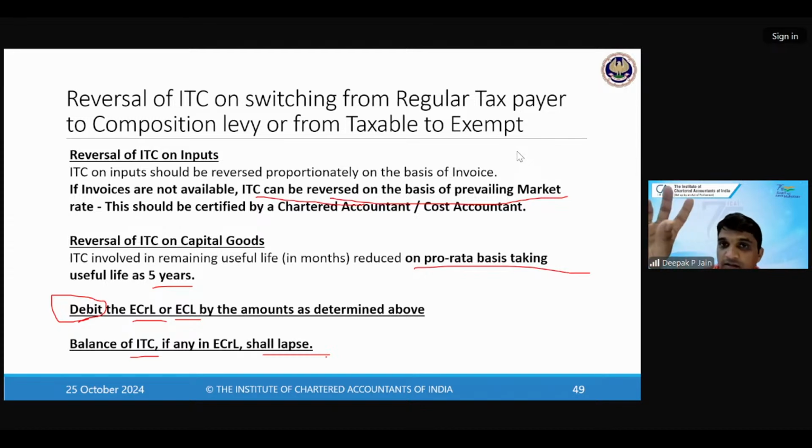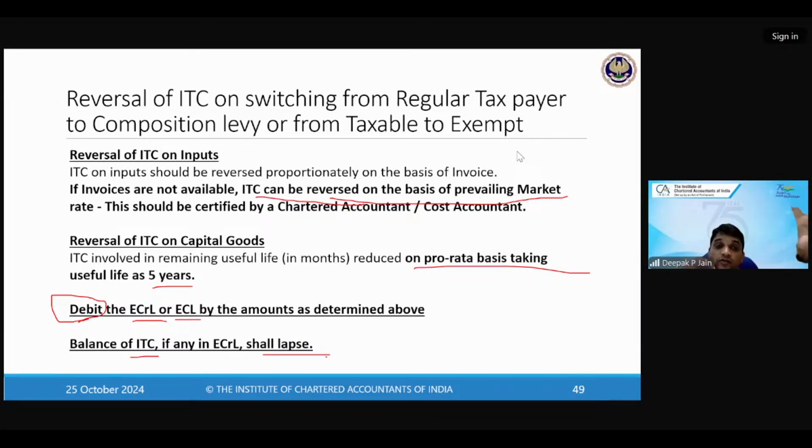So you have to make the payment of these amounts of reversal of ITC on inputs or reversal of ITC on capital goods from your credit ledger. If the credit ledger falls short, then from the cash ledger. Debit it fully, and if something is left out, that also will lapse. For example, you have a credit balance of 1 lakh rupees, you have to reverse 80,000 rupees. You have reversed 80,000. Balance 20,000 is lying. That also will lapse, that you cannot carry forward.